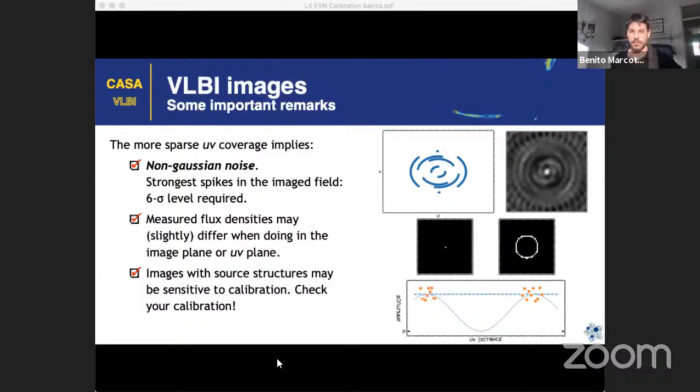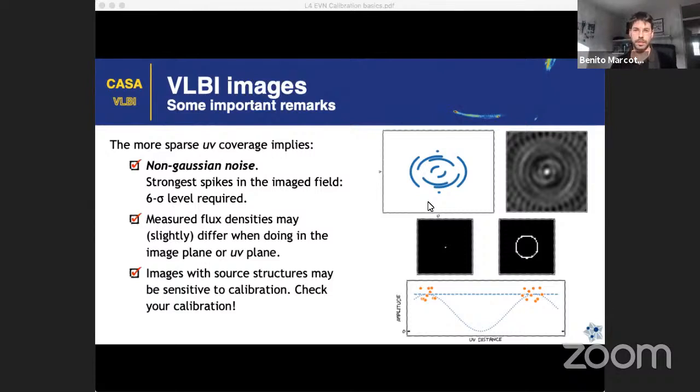One is imaging, and basically important differences with respect to connected interferometers. Because if you come from analyzing VLA data, for example, or any connected interferometer, there are a few small details that you need to keep in mind when analyzing VLBI data. First, the UV plane is less full than in connected interferometers, or typically it is. So that means that you have larger gaps. So it's poorer covered in this kind of observations.